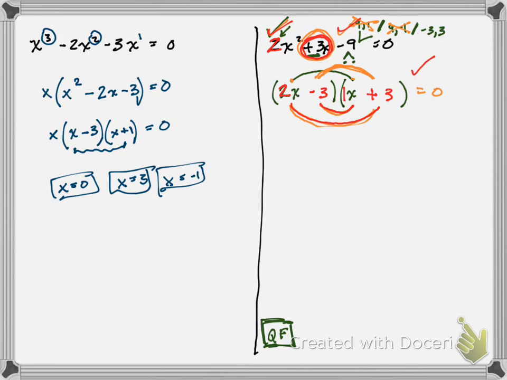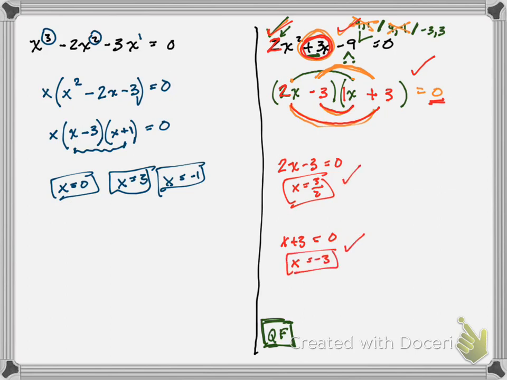Now, we want to know where it equals 0, so the last thing we need to do is set each factor equal to 0. I'll add 3 and divide by 2. X equals 3/2 is one of our solutions, and I'll subtract 3. X equals -3 is another one of our solutions. Those are called our zeros.